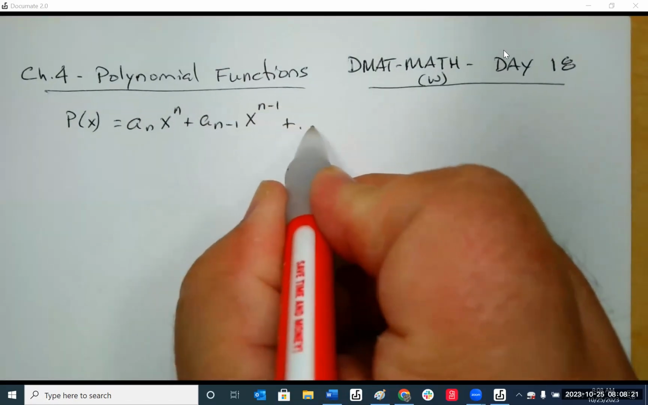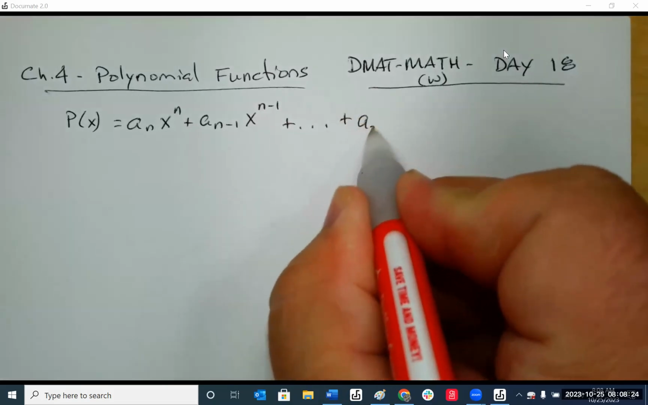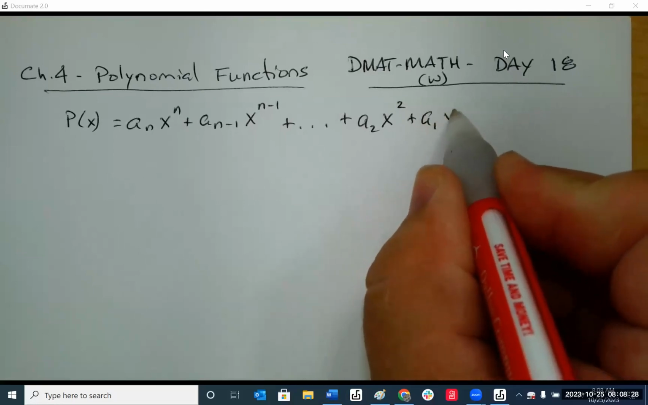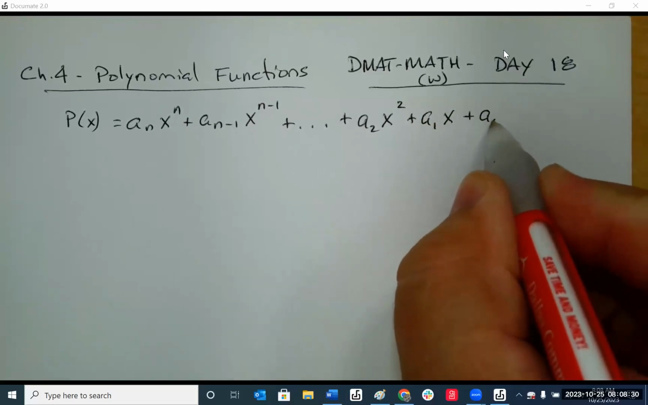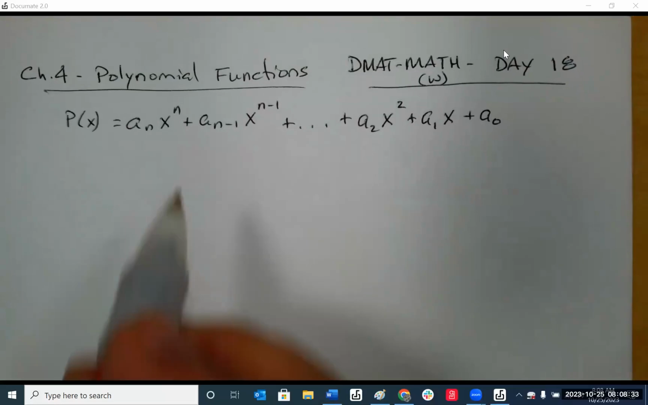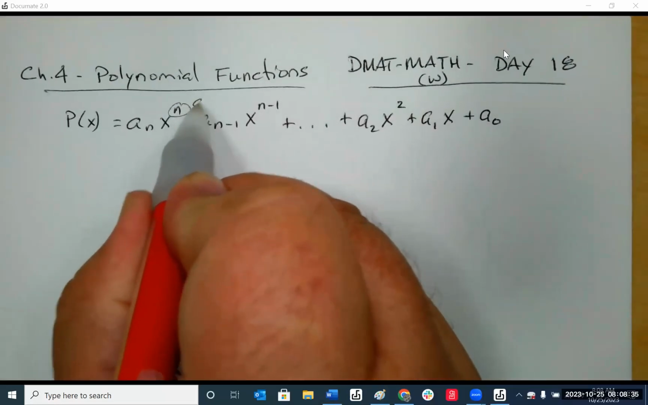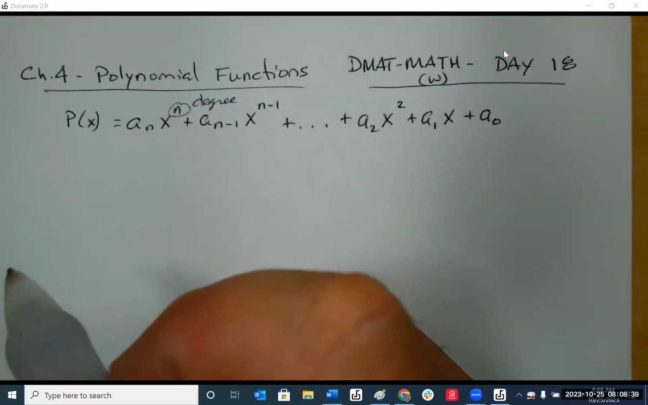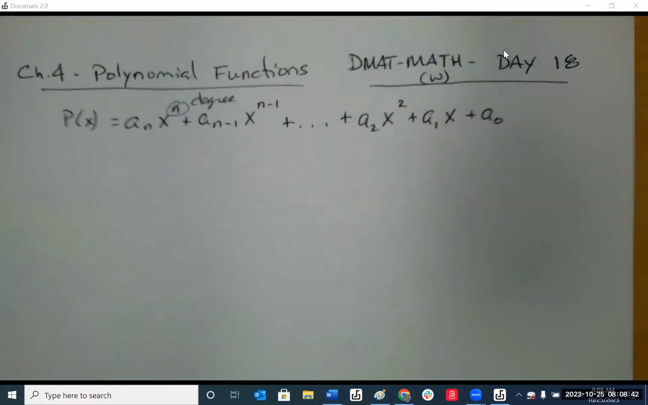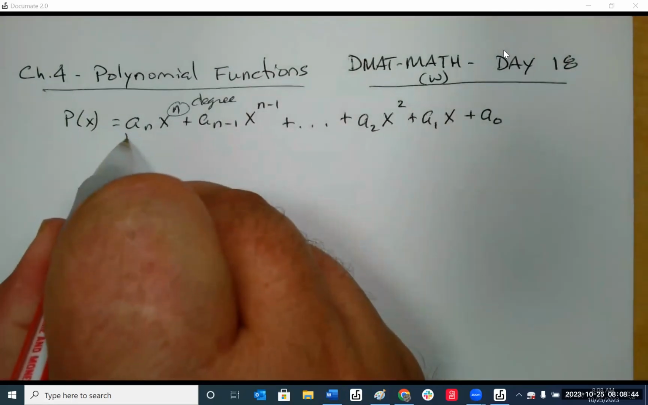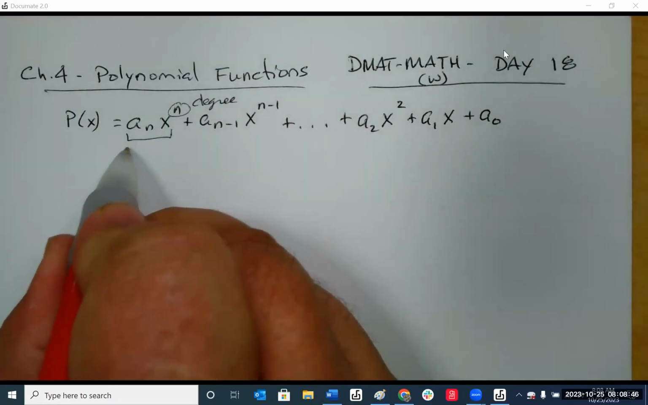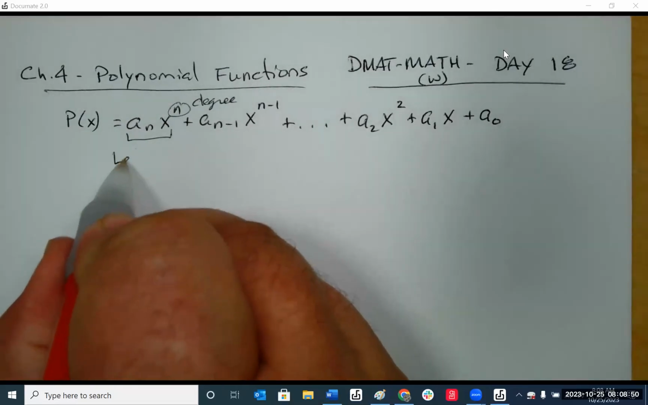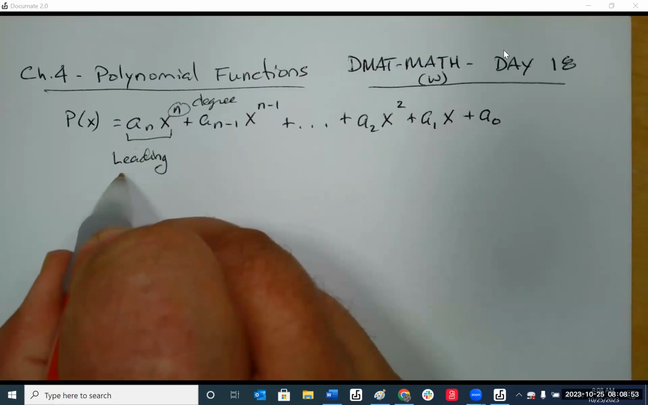All this tells us is, whenever we deal with polynomials, always set them in decreasing order of exponents. Remember, this is called the degree. The largest exponent is called a degree. Always set it up there. And once you do that, the one with the largest exponent is called the leading term.